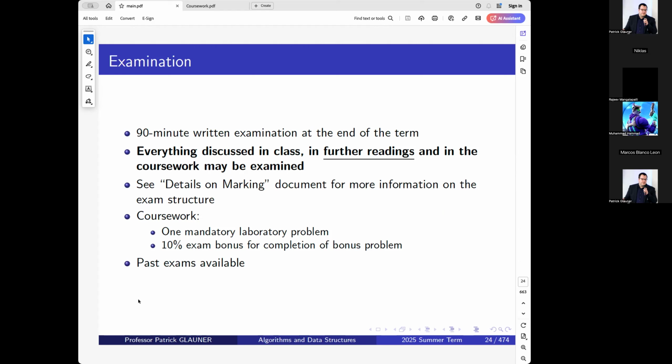Now, this course will be examined at the end of the term, and there will be a 90-minute written examination. And this one takes place on campus sometime in early July. The dates will be communicated by the department in the next few weeks.